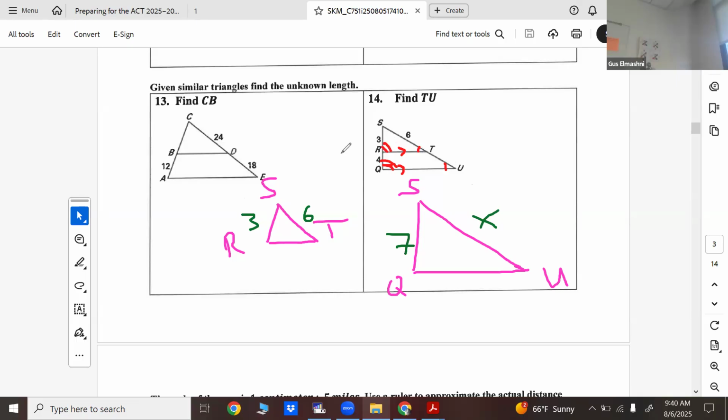The left side of the triangles. What side corresponds to ST here? SU. So you say 3/7 equals 6/x. So this is the main concept for today. This is the crux of our lesson today.